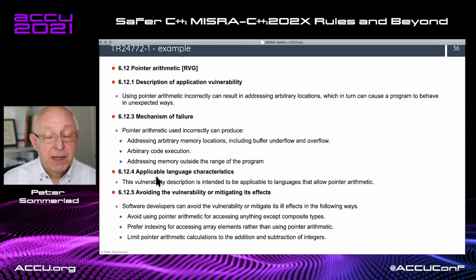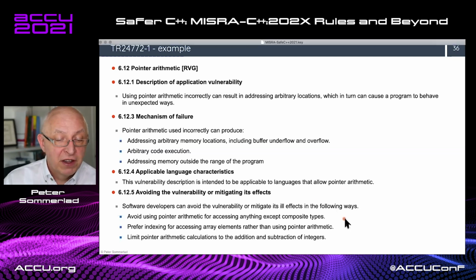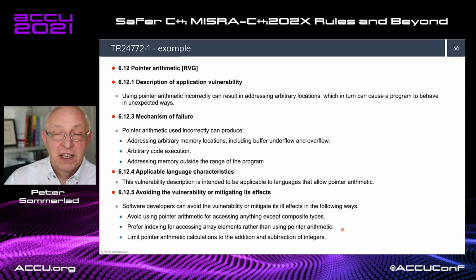And applicable language characteristics, okay, the language does allow pointer arithmetic, so actually modifying pointers, not all languages allow that. For example, Pascal wouldn't allow that facility because there was no such thing as pointer arithmetic. And how can you avoid that? Okay, don't do pointer arithmetic and prefer indexing for arrays, but that only works if it's implemented differently from C and C++, where indexing to a plain array is actually doing pointer arithmetic. So it's a synonym for pointer arithmetic in C and C++. So that's not a mitigation that works in those languages.